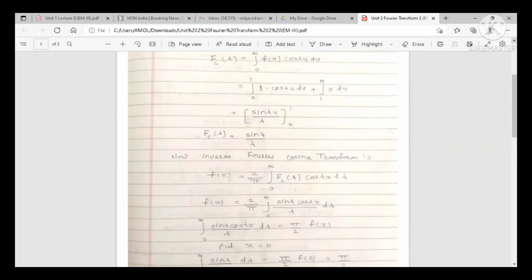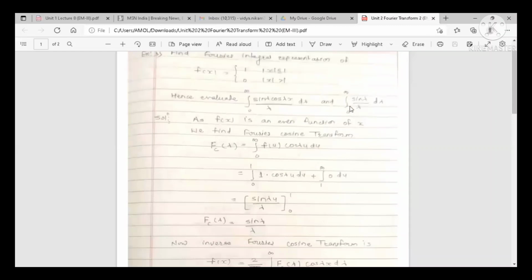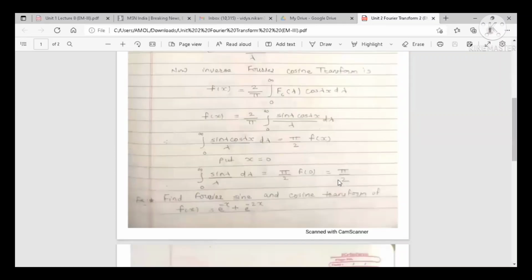There is one deduction also: hence evaluate the integration over 0 to infinity of sin λ upon λ dλ. Now, in this integral, we want to remove this cos function. If we remove it, then we have the value of the integral of sin λ upon λ. How do we remove that cos function from this result? If its value is 1, then we have the integral of 0 to infinity sin λ upon λ. Now, how to make the value of the cos function 1?